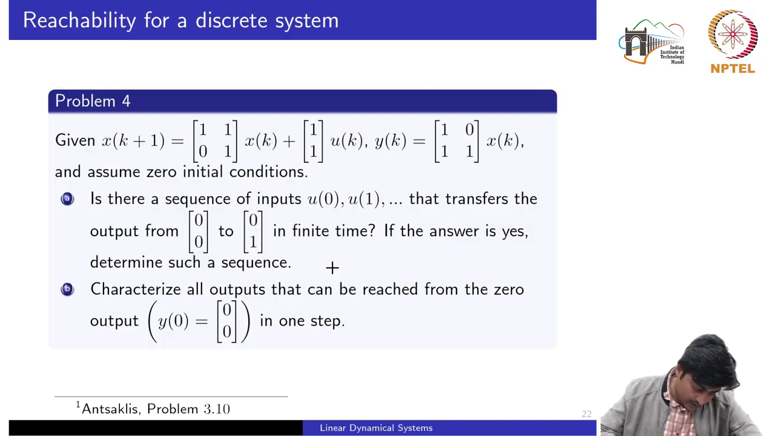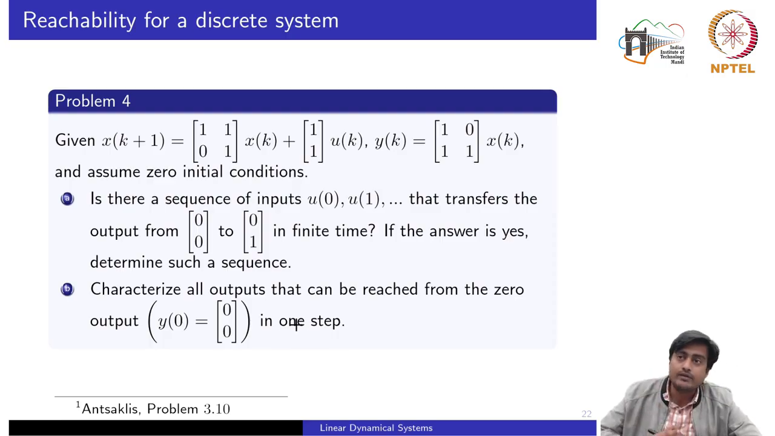Problem 4 discusses the reachability for a discrete time system. Again, we have taken the A, B matrices and the C matrix with zero initial condition, the discrete time. So here the problem is to find whether there exists a sequence of inputs that transfers the output from the origin to some non-zero value in finite time. If the answer is yes, determine such a sequence. The second part deals with the characterization of all outputs that can be reached from the zero output in one step.